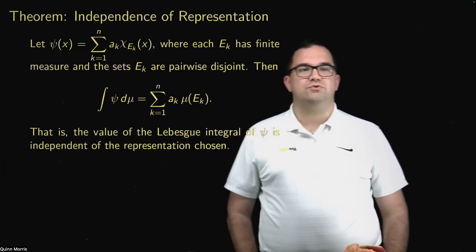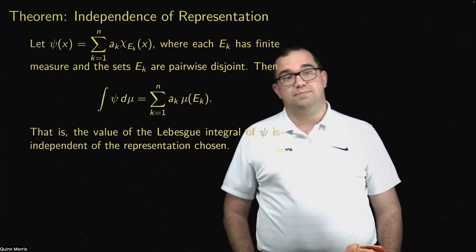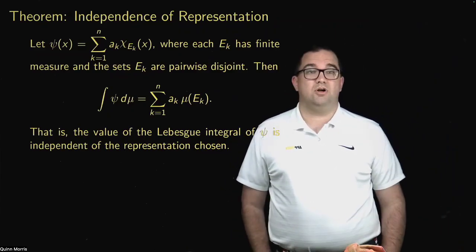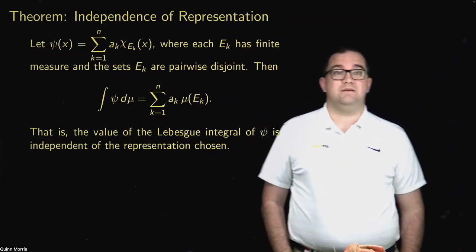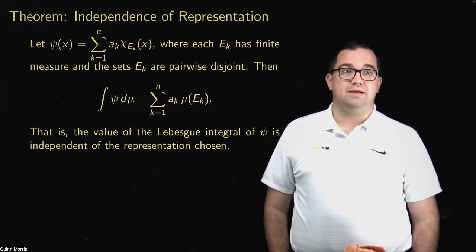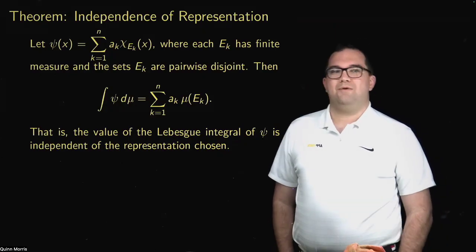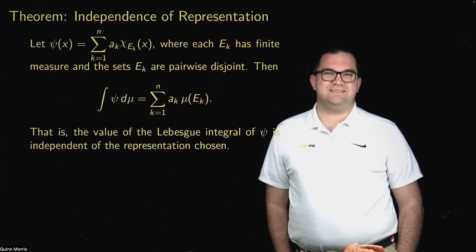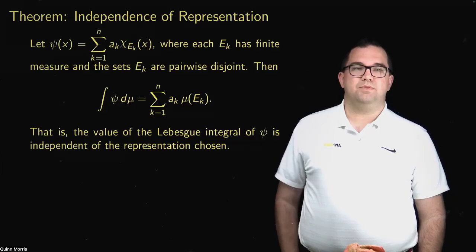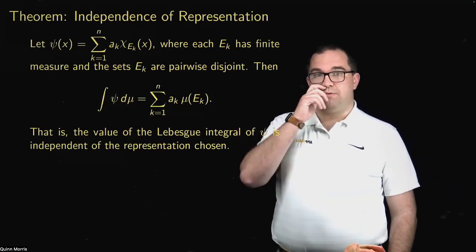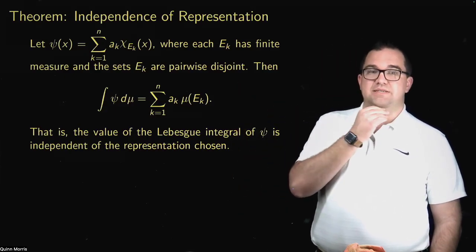Now, the first problem I run into actually goes back to what we were just talking about, which is there are a lot of ways to represent simple functions. They're not all in this canonical form. What I would really like to show is that that's okay. So the first theorem I want to prove is this independence of representation.